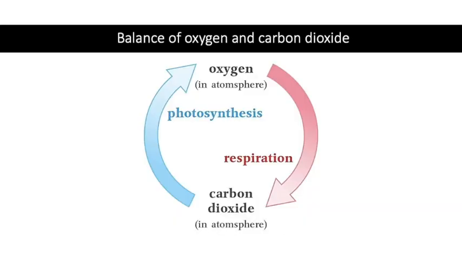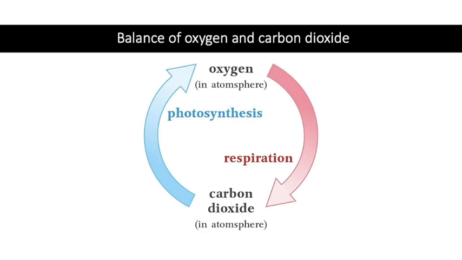And this process makes a balance of oxygen and carbon dioxide. If we have enough plants, then the atmospheric air will strike a balance between oxygen and carbon dioxide gas. Photosynthesis produces oxygen, oxygen is consumed by respiration to produce carbon dioxide, and carbon dioxide is also consumed by photosynthesis. So this is like a balance. We do have a constant amount of oxygen and carbon dioxide gas in the atmosphere.